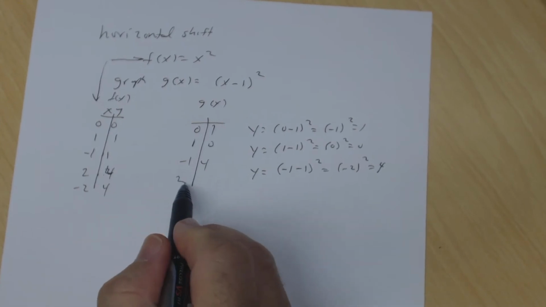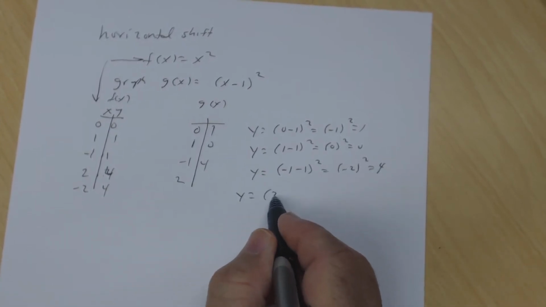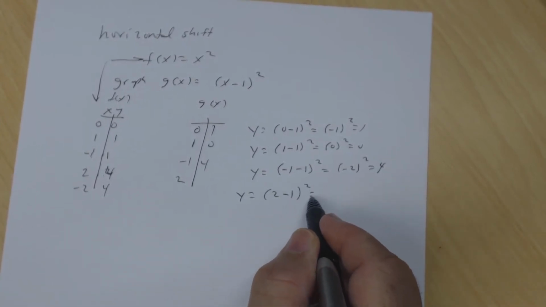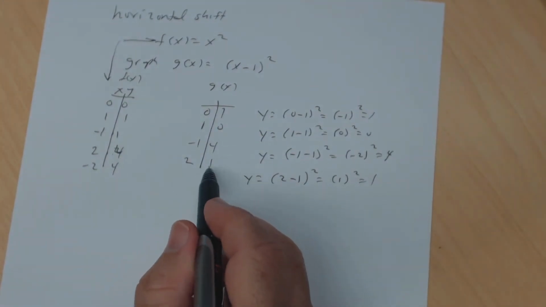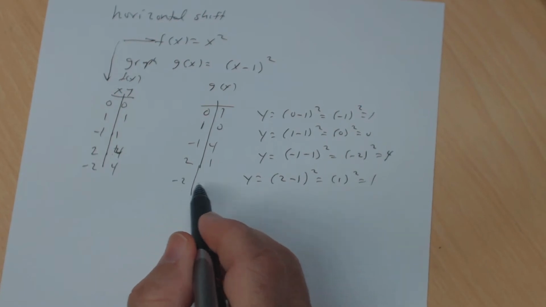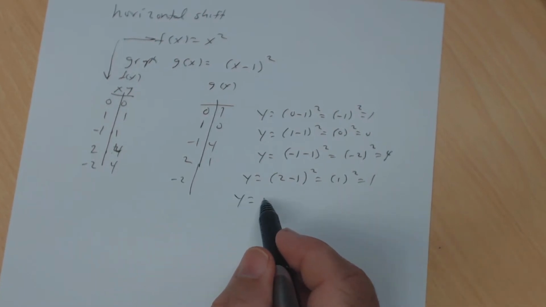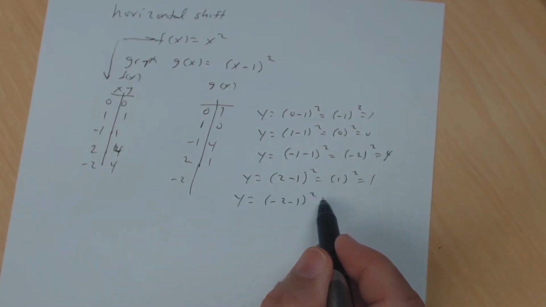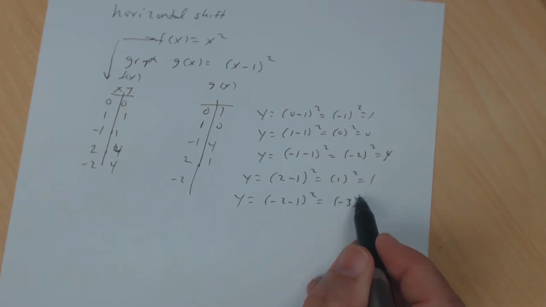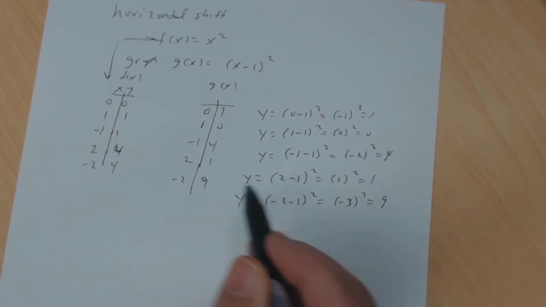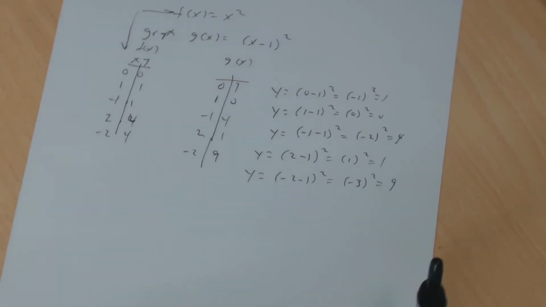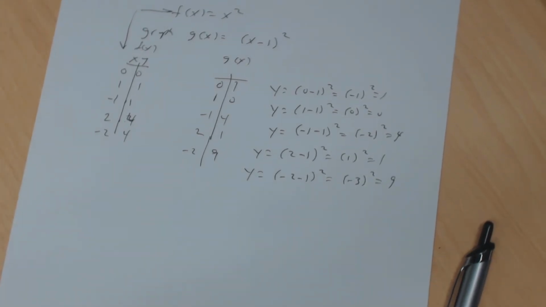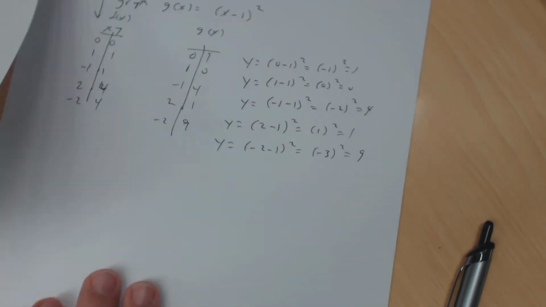If I use 2, I get y equals 2 minus 1 squared, which is 1 squared, which is 1. Okay? And negative 2, I get y equals negative 2 minus 1 squared, which is negative 3 squared, which is 9. Okay? Alright, now, let's see what happens when I graph this.